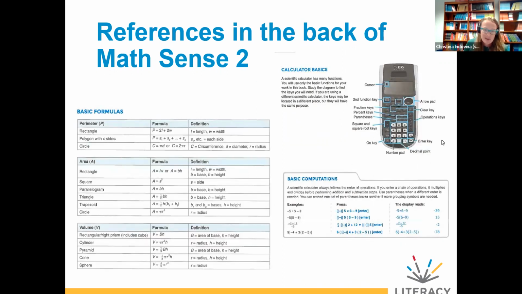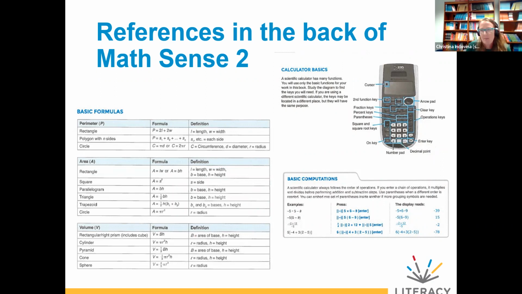Math Sense 2 gets, obviously, more advanced. There's a really good calculator tutorial in the back of both Math Sense 1 and Math Sense 2. Math Sense 2 has more information in it about how to use the calculator. It also has formulas. If you know that your student is going to be taking the GED, it's totally fine to print out the formula sheet and have them keep that as a reference so that they know which formulas they don't need to memorize.